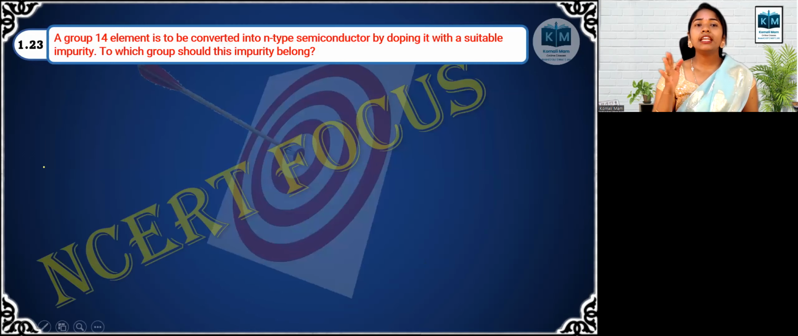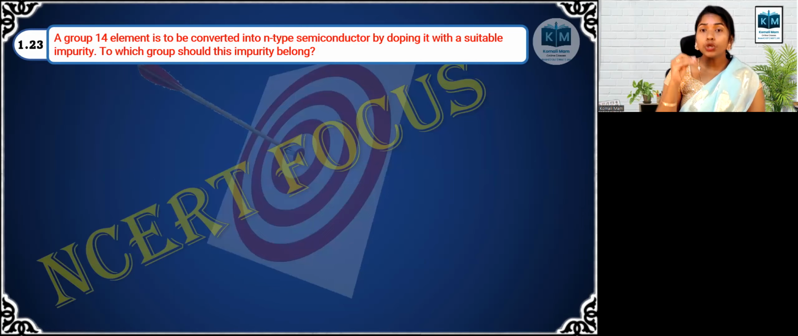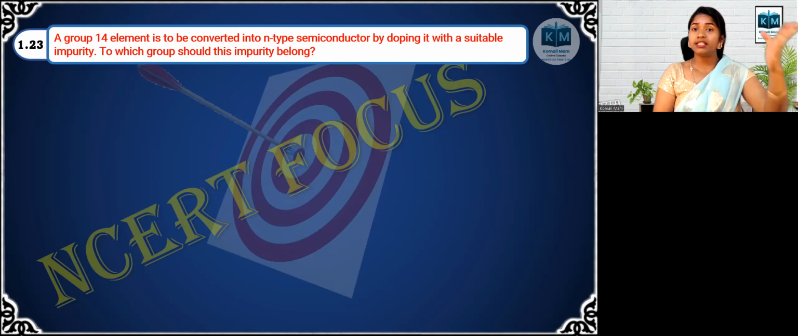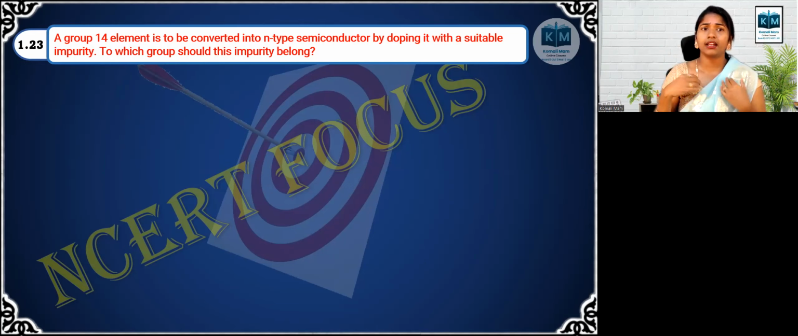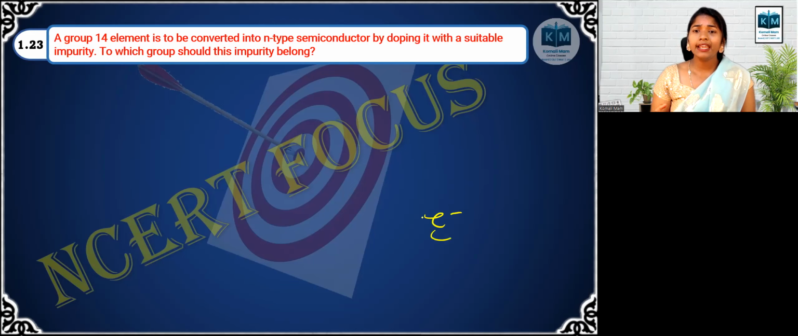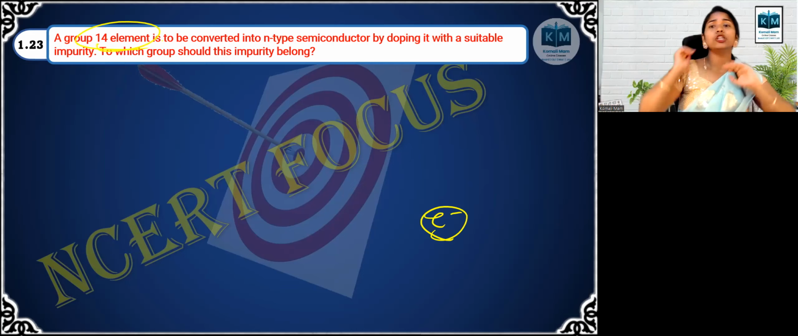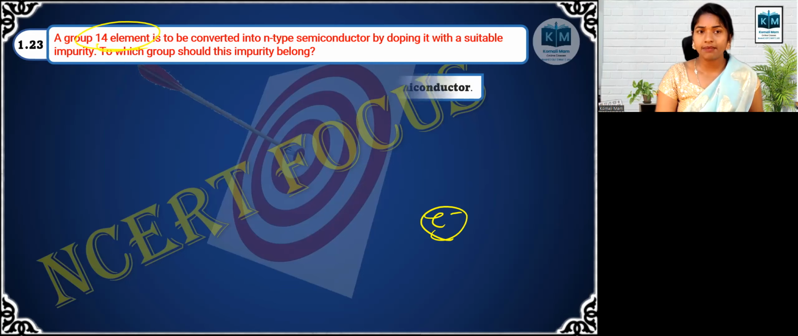Next question. A group 14 element is to be converted into an N-type semiconductor by doping it with a suitable impurity. To which group should this impurity belong? N-type means the responsible charge carriers are electrons. N-type semiconductor means one electron should be extra. This is the 14th group, so we should add a 15th group element. Then only it becomes an N-type semiconductor.